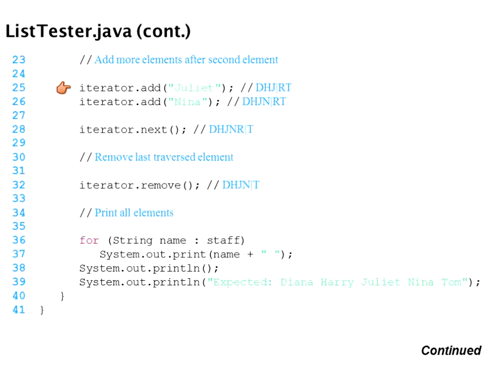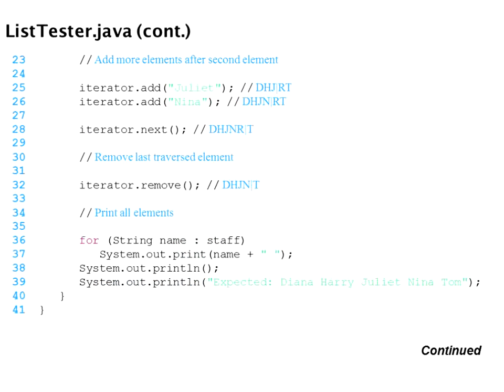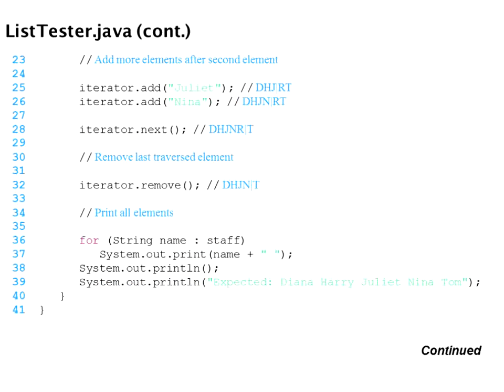Now what we are doing, we are adding some other elements. So here we have iterator.add Juliet. So earlier we were having just 4 objects, 4 data values, Diana, Harry, Romeo and Tom. Now we are adding some more elements. So Juliet and Nina. Since the iterator position is here, after Harry, when you add something, it will be added after Harry. So Juliet will be added over here after Harry and the position of the iterator will change. It will move one position towards the right.